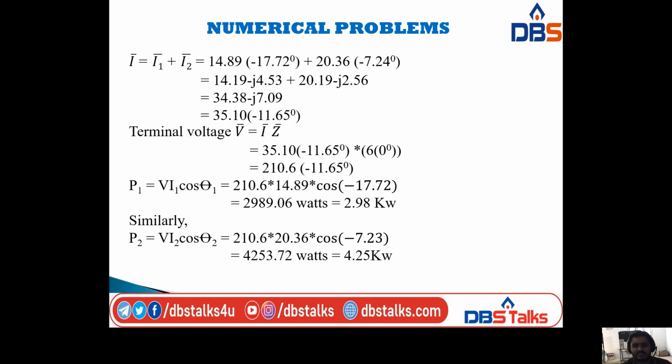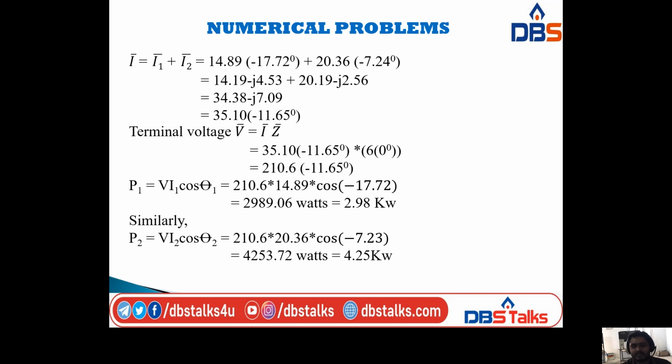After that we have to calculate the terminal voltage. That is, you know the formula, V bar is equal to I bar into Z bar. You know already I bar and Z bar values. So please substitute those values into this one. I bar is 35.10 at an angle of minus 11.65 into Z value they already gave, that is 6 ohms, that is 6 at an angle of 0. So finally we have 35.10 into 6 means 210.6 at an angle of minus 11.65. This is the terminal voltage value.